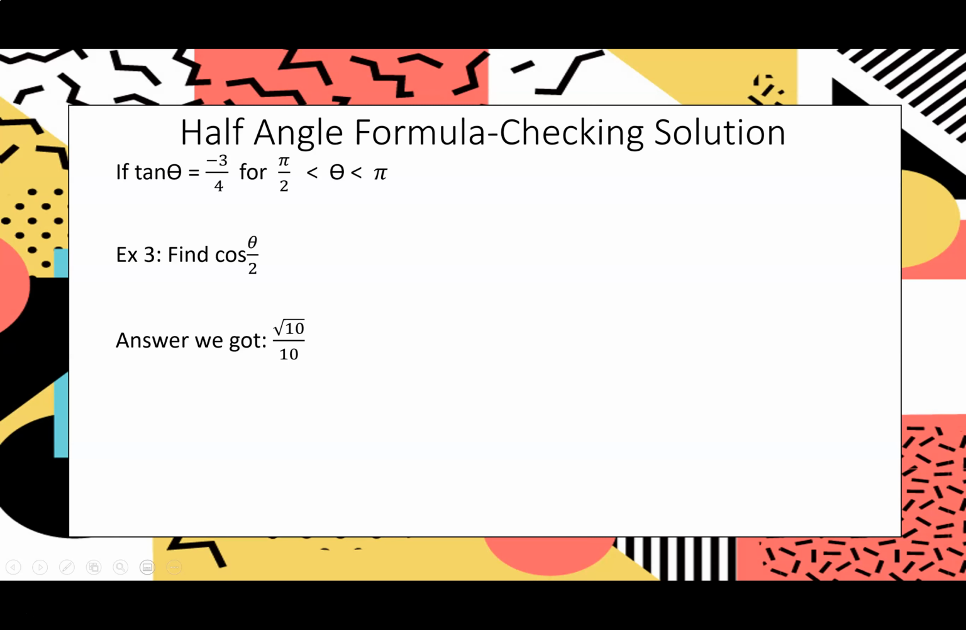So we need to find what the actual angle is and then half that and then find cosine of that. Just recall though that we got an answer of root 10 over 10. And our answer when we do that in our calculator is 0.3162. All right, let's go ahead and draw this picture.